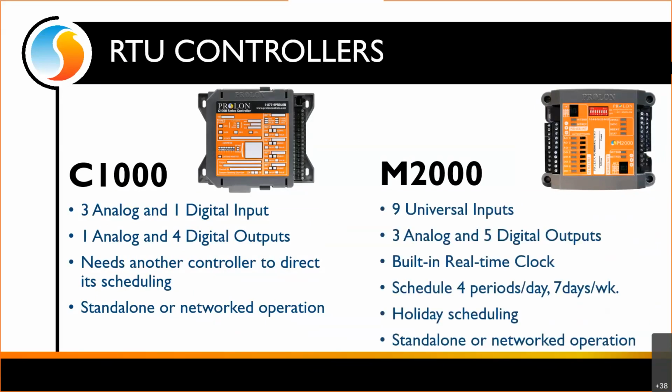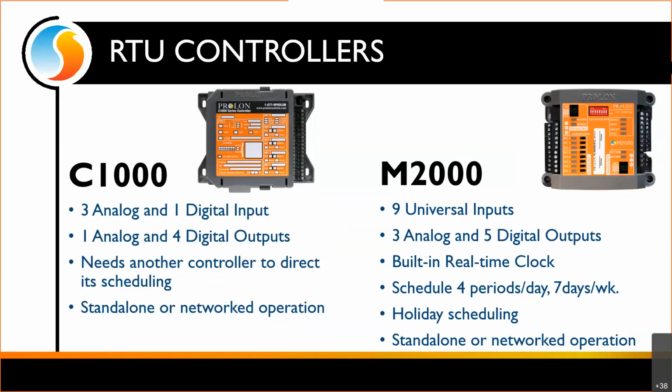And then on the M2000, it's got more inputs and more outputs. It's got 9 inputs and 8 outputs. It's got a built-in time clock with scheduling and annual holiday calendar as well. So if you just compare these two, just think that the C1000 is the light version of the controller and the M2000 is the full version of the controller. Now, in terms of zoning systems, I'd say 9 times out of 10, we will go with the M2000 because it is able to achieve more.